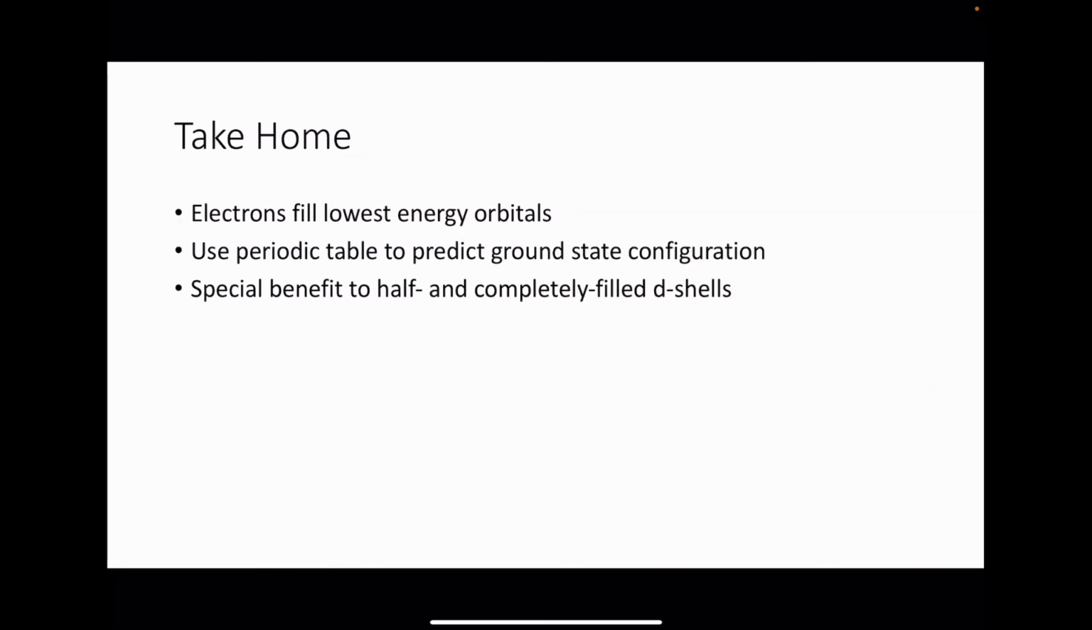So this is our kind of summary. We fill up electrons in an atom by the Aufbau principle. We should be able to use the periodic table. So at this point, you should be able to assign the ground state electronic configuration of any atom in the table, especially considering that you have a couple of exceptions you just have to know. Those are the half and completely filled d shells.